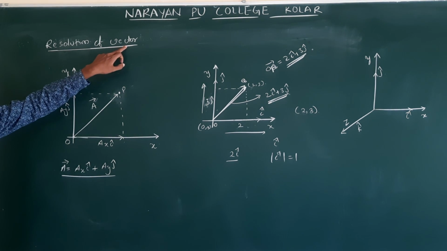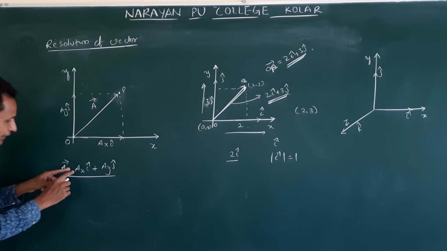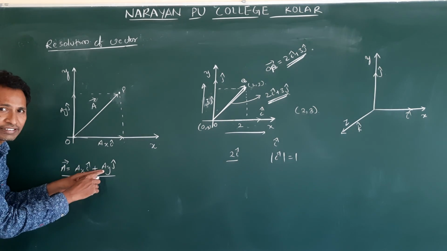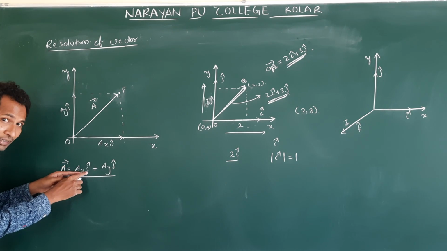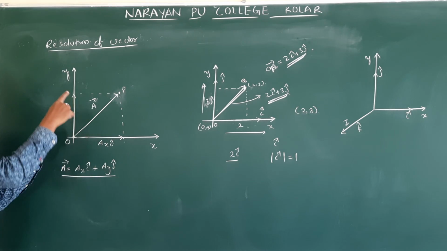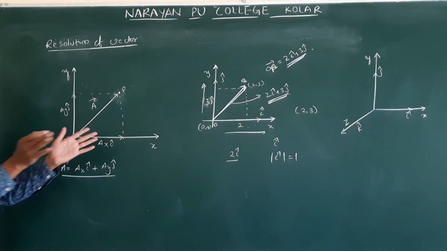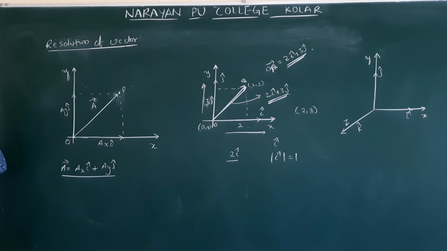Resolution of vector. The vector A we resolve into two: one is Ax, another one is Ay. To what directions? I cap means X direction, J cap means Y direction. We split the vectors. The splitting of vector is nothing but resolution of vector. Now, splitting is over.